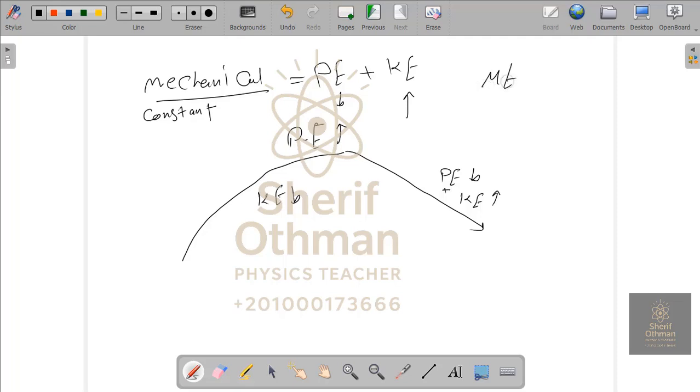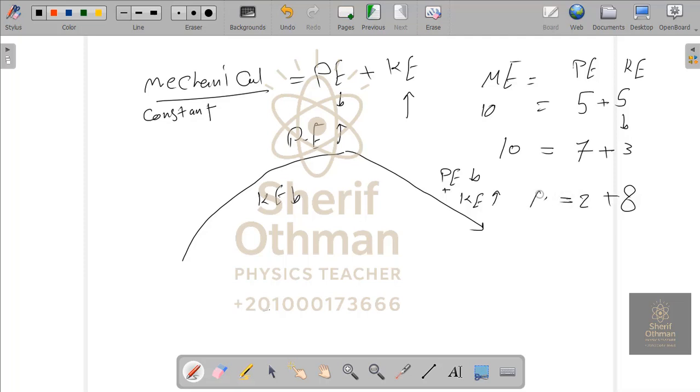Let's say that mechanical energy has a value of 10, which is represented by 5 plus 5. Potential energy is equal to 5 and kinetic energy is equal to 5. If the potential energy increases to reach 7, the kinetic energy will decrease to 3 to provide the same summation, which is 10. And vice versa. If the potential energy decreases to 2, the kinetic energy must increase to provide the same amount of mechanical energy.